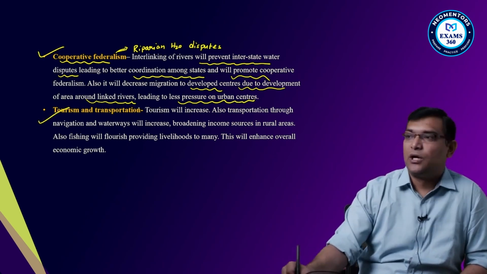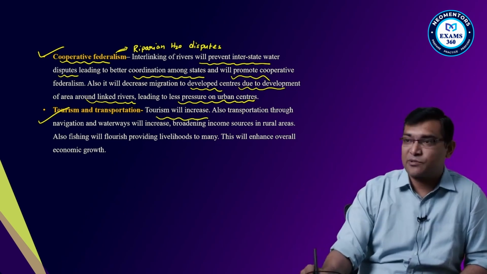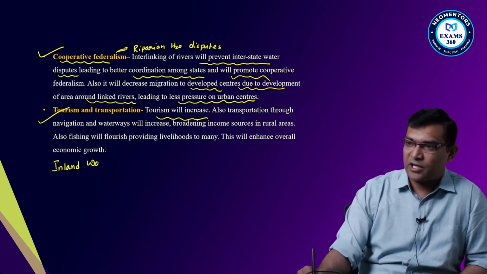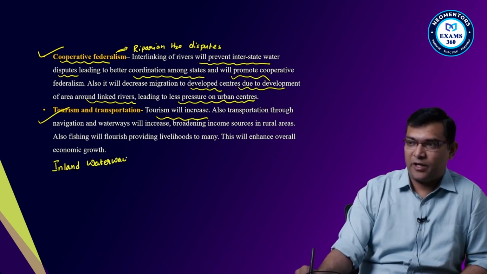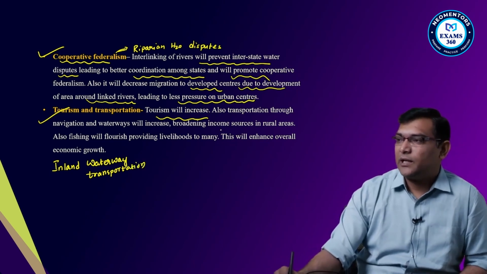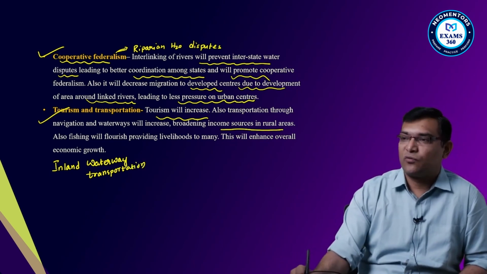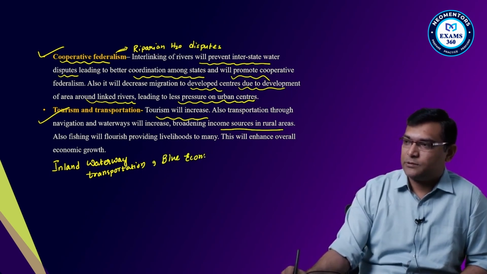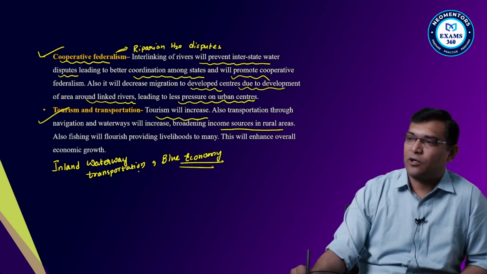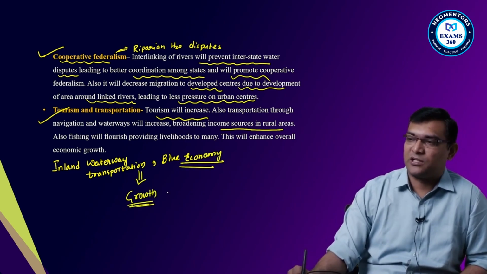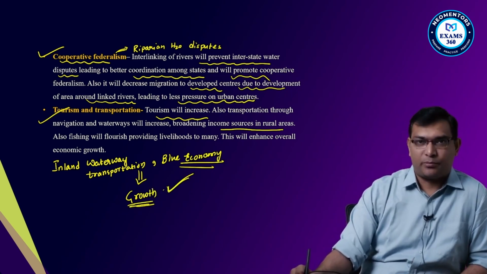Then tourism and transportation. Revenue generation will be there. Tourism will increase in this particular area. Inland waterway transportation will be improved, so it will increase income sources in the rural areas. Also fishing, the blue economy, will flourish. This will enhance overall economic growth. So it will improve the infrastructure for transportation and also generate employment opportunities.